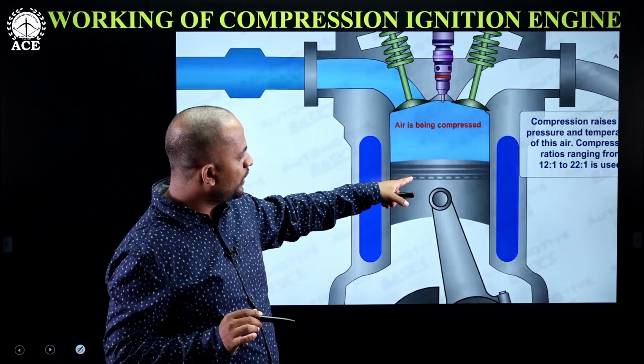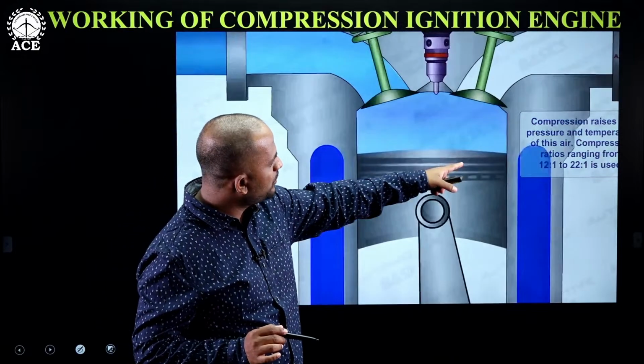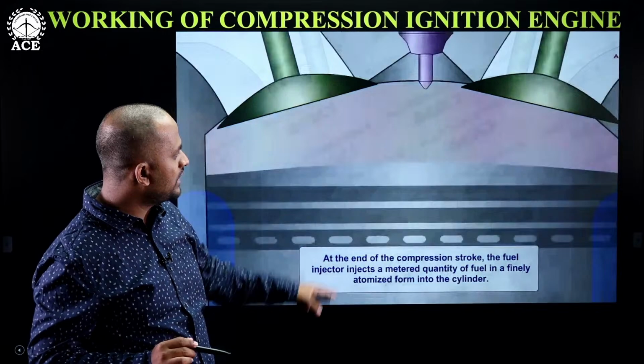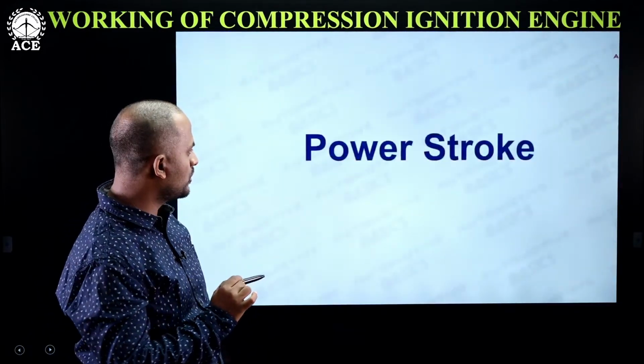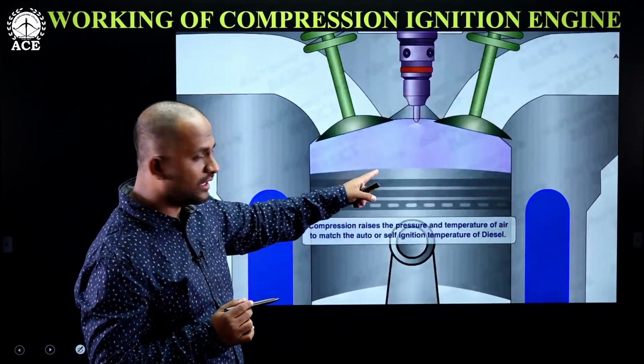Now after that, when the piston reaches the TDC point, the fuel injection happens with the help of a fuel injector. You can see there the fuel injection has happened. This is the end of the compression stroke. Next one is the power stroke. When the fuel injection is done inside the cylinder, what happens?